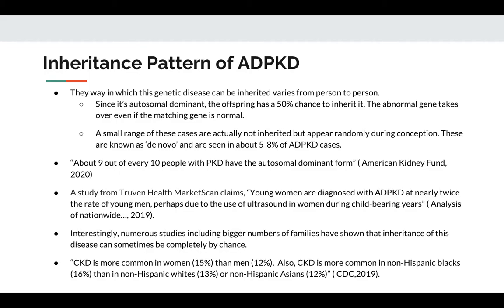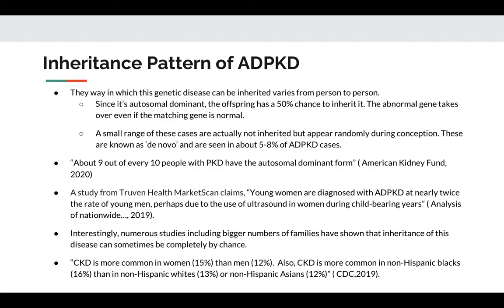A small range of cases with this disease don't actually have to be inherited. They could randomly appear, which is known as de novo. They're just spontaneous. And these are seen in about 5 to 8% of ADPKD cases. And de novo happens because of a mutation in the germ cell. So about 9 out of every 10 people with PKD have the autosomal dominant form. There's also other forms such as autosomal recessive.